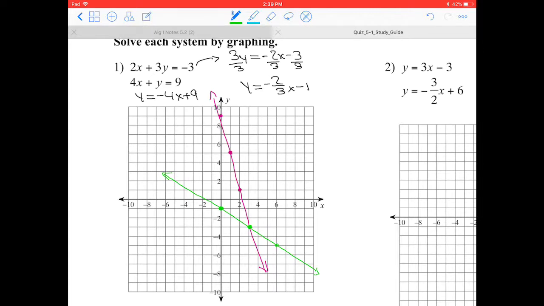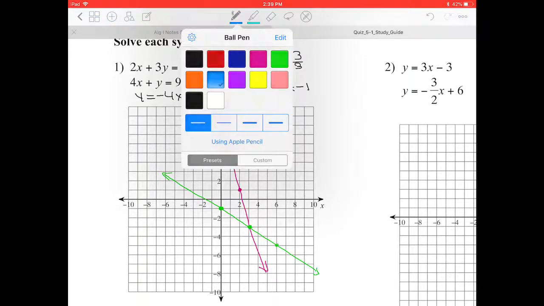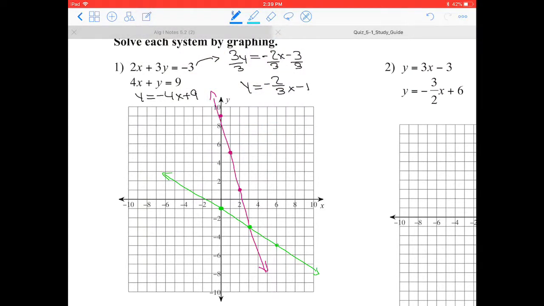Okay. So remember, the solution for a system is where the two lines intersect. So that would be right here. So this solution is, let me see, 3, negative 3.